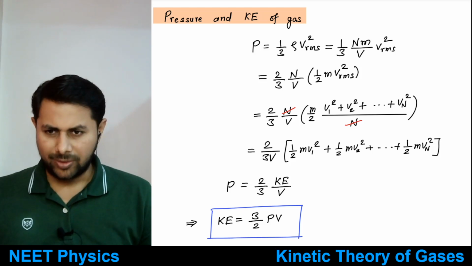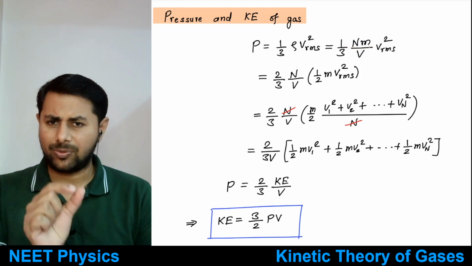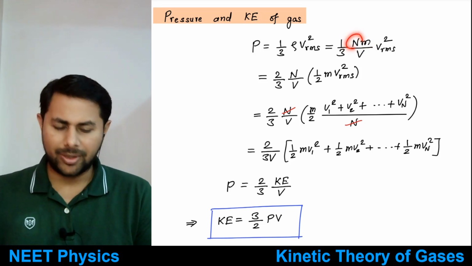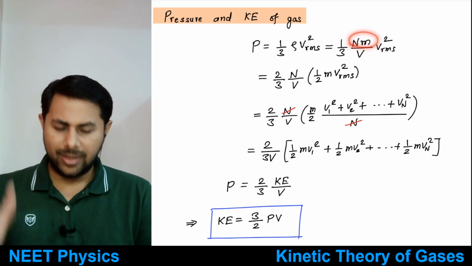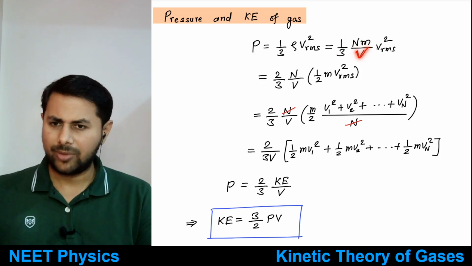Density is mass upon volume. So what is mass? It is the mass of one molecule multiplied by the number of molecules, right? So therefore density is the number of molecules multiplied by the mass of one molecule divided by the volume.